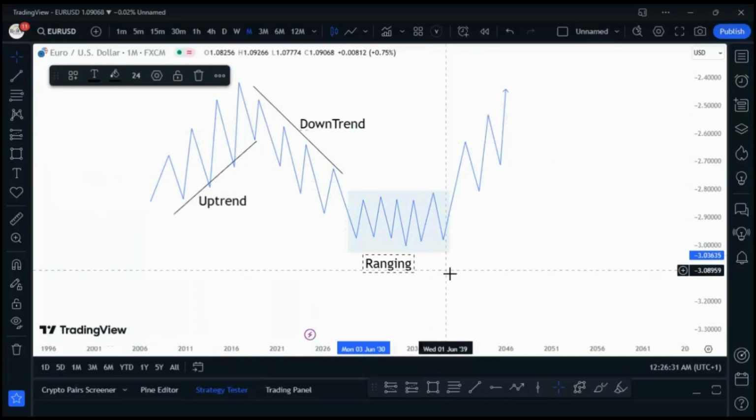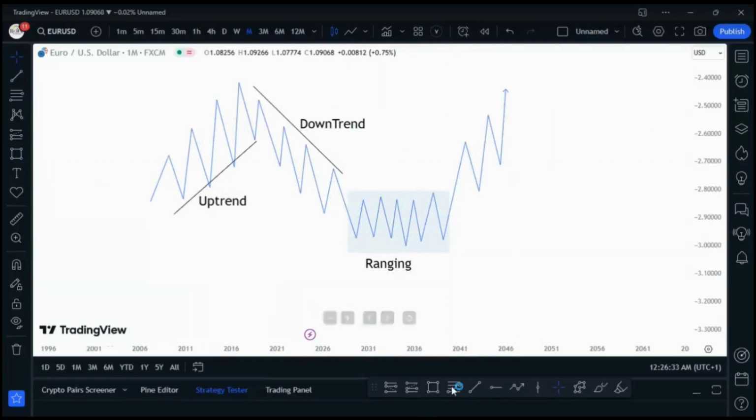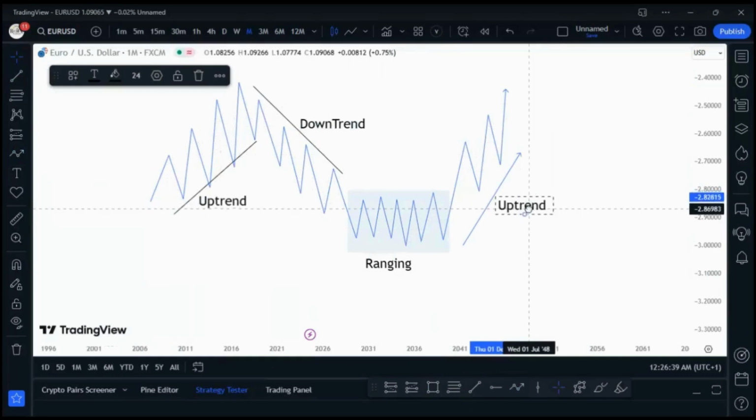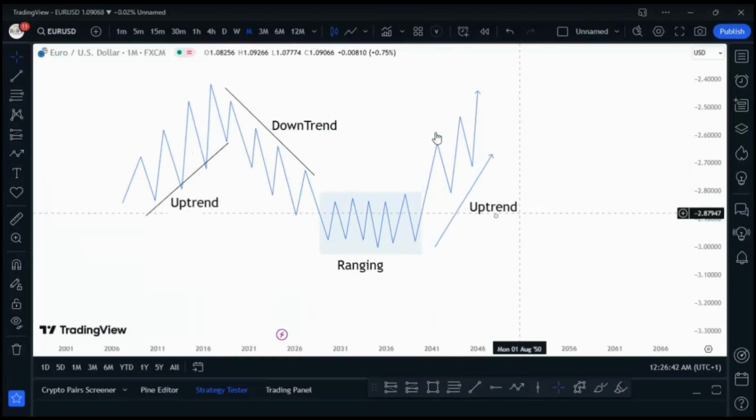And then you can see the market does a different thing here, which is, if you know what that is, switches to an uptrend. Basically, these are just the three phases of the market. This is what the market does. When you go to your chart, this is just what price will always do.